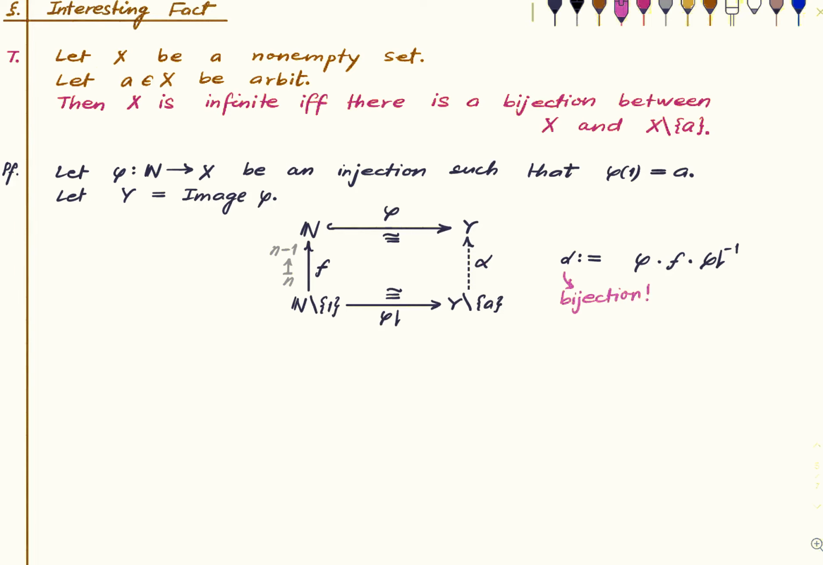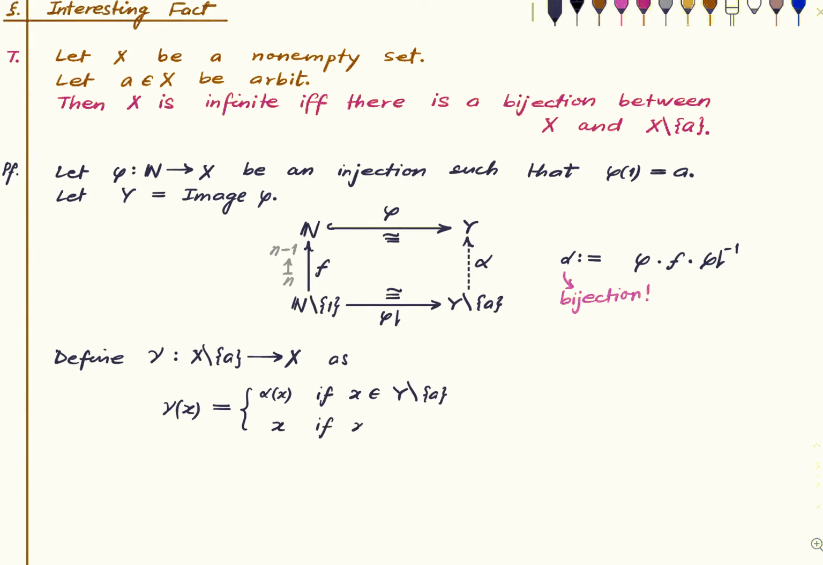And now finally define a map gamma, let's say, from the punctured set to X. You can easily guess. Gamma of x is alpha of x if x is in Y minus a, and it doesn't do anything if x is outside Y minus a.